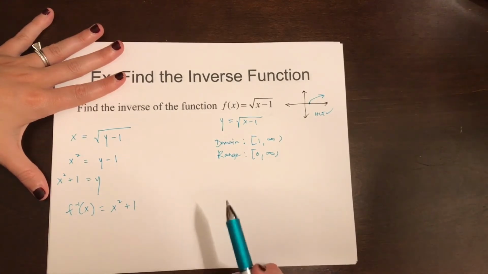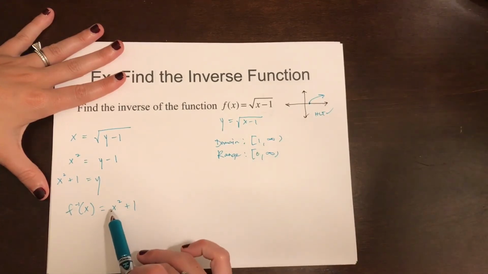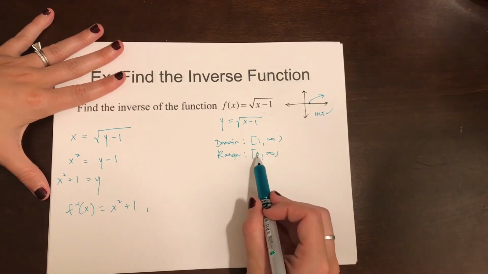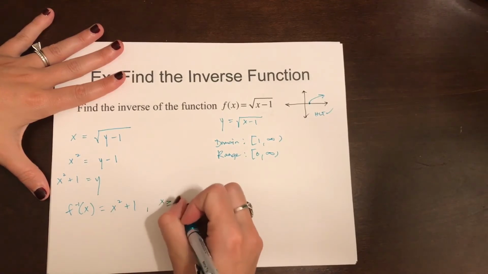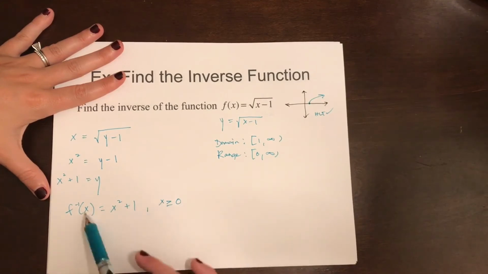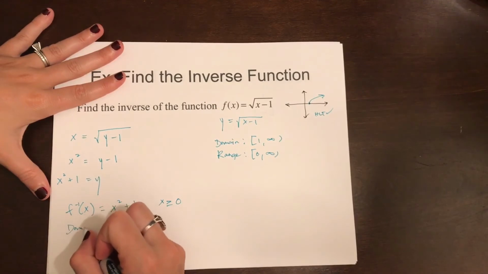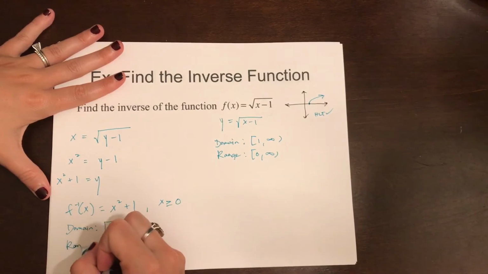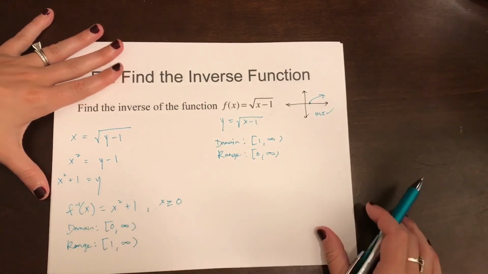I know a parabola does not pass the horizontal line test, but think about what's the domain here. We need to state the domain to show that this is a one-to-one function. So the domain of f inverse will be x greater than or equal to 0. So that's how we have to state it. We have to state the domain explicitly for this function to show that it's one-to-one. Okay, and now in interval notation, the domain will be 0 to infinity, and the range will be 1 to positive infinity.